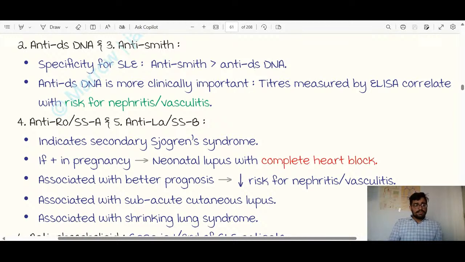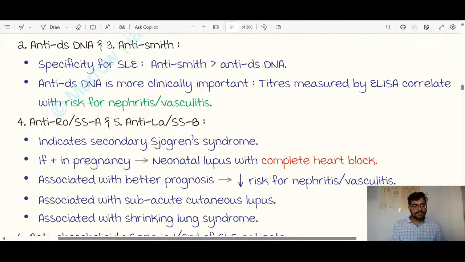So guys, now anti-dsDNA and anti-Smith are specific for SLE. Anti-Smith is more specific than anti-dsDNA, but anti-dsDNA is more clinically important. Titers measured by ELISA correlate with the risk of nephritis and vasculitis.